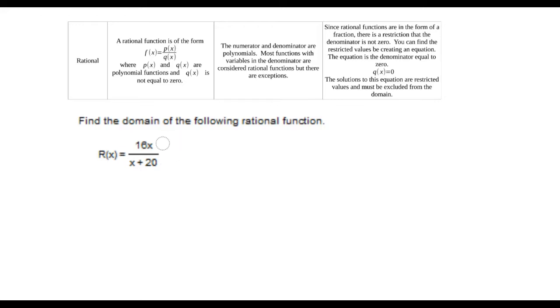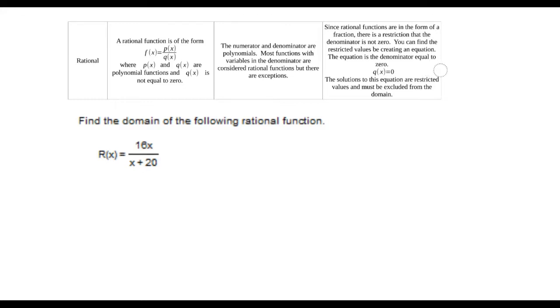16x is a polynomial function of degree 1, and x plus 20 is a polynomial function of degree 1. So we have the ratio of two polynomial functions, which makes a rational function.